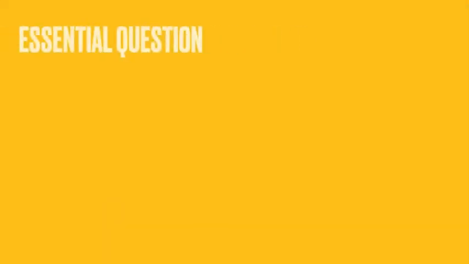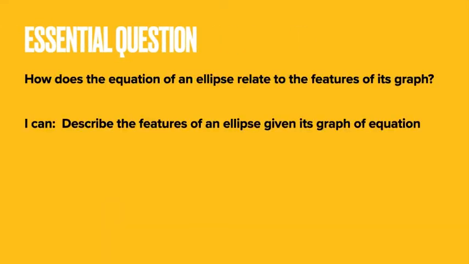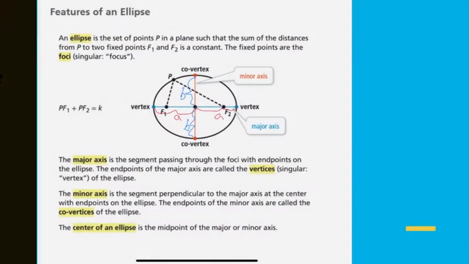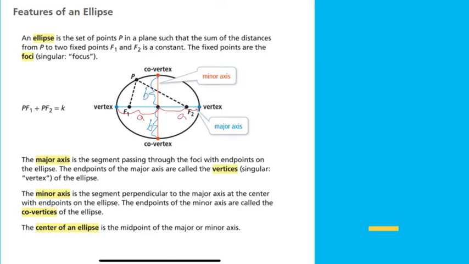So our central question for today is, how does the equation of an ellipse relate to the features of its graph? And then what we want to be able to do is describe the features of an ellipse given a graph of an equation. So first and foremost, I'll give you a little bit of a definition of what an ellipse is. I would suggest pausing the video at this point if you want to copy this down. I'll try to get the notes in there as well. So that's really up to you at this point.